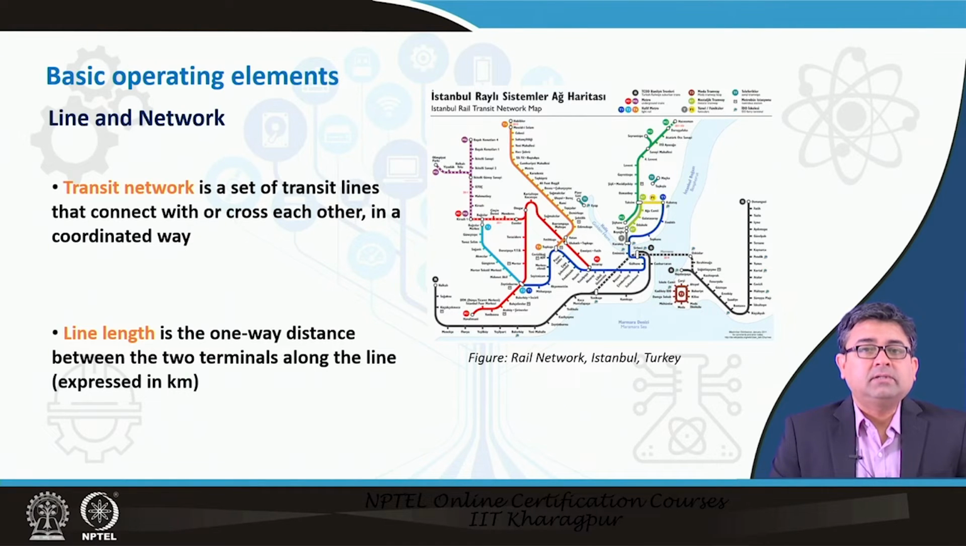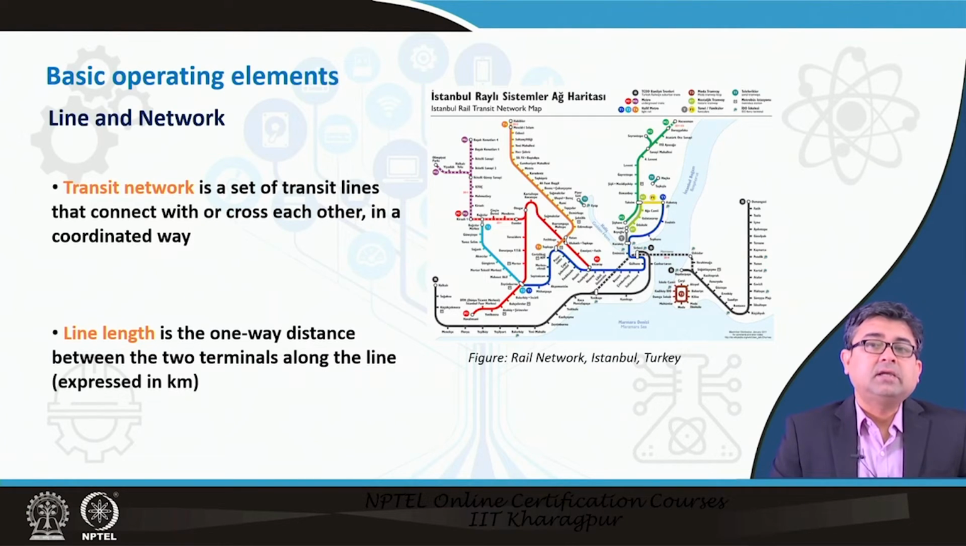Then the next terminology to remember is line length. So, when we have so many transit lines, we have to remember what is the length of a particular line. So, line length is defined as the one-way distance between the two terminals along the line, usually expressed in kilometers or miles or whatever the unit is. So, if you look at this map, you would see a black line at the bottom of the map which runs from the westernmost point to an easternmost point, and vice versa. So, you can calculate the line length of the black line from the terminal on the easternmost side to the terminal at the westernmost side. So, between the two terminals, the entire length of the line is called the line length.